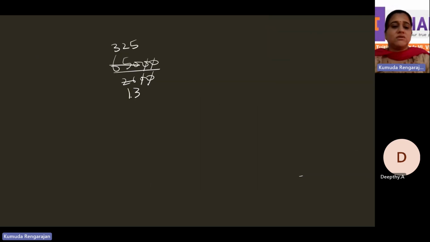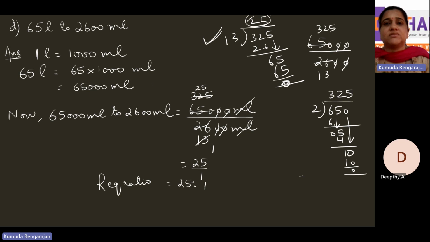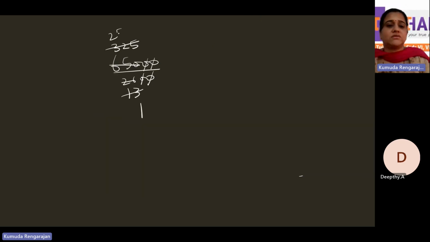So what we do? 13 ones are 13, correct? 13, how many times? 325, 25 times. So the required ratio is 25 is to 1. All right? Good.